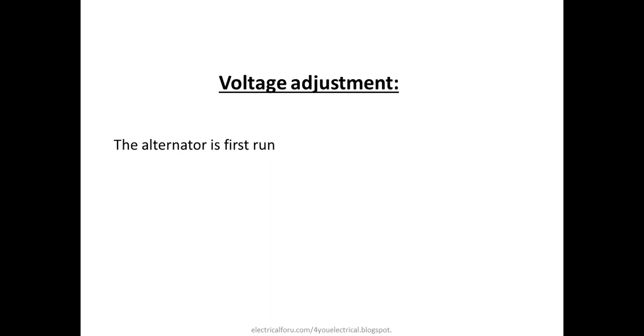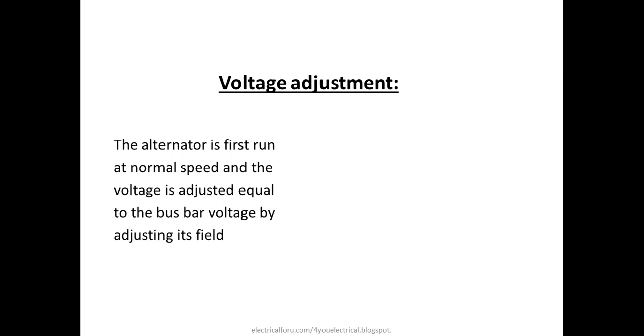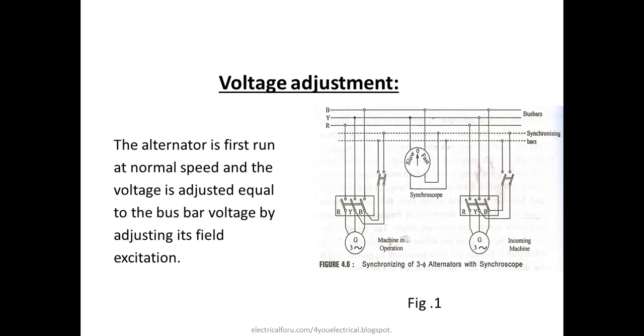Voltage adjustment is done first: the alternator is run at normal speed, and the voltage is adjusted equal to the bus bar voltage by adjusting the field excitation. If there is a voltage difference, it is not possible to put in the synchronization. To avoid that, we run the alternator at normal speed and put the excitation on the alternator.